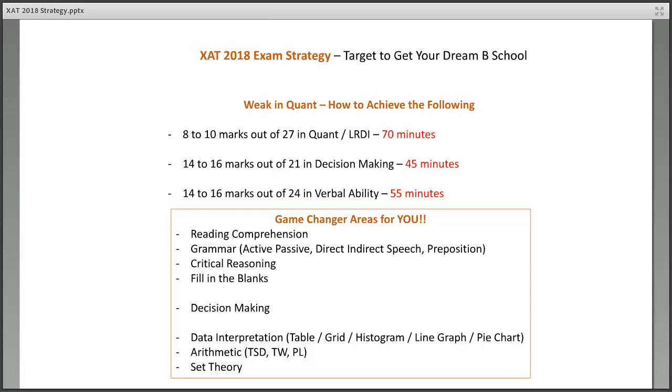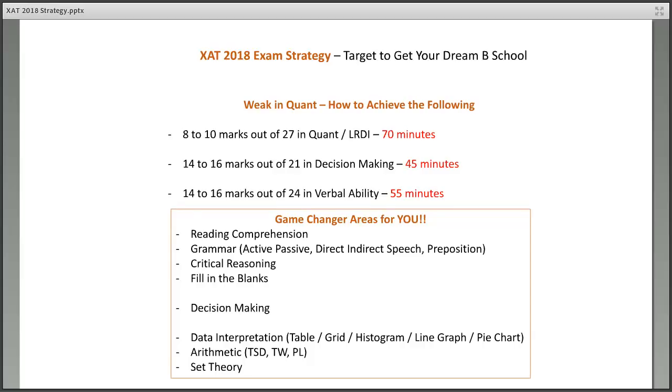The topics from quant which you should be focusing on should be data interpretation, which includes not only tables, line graph, pie chart, but grids and histograms as well. This is something which you can very easily master with 1 day of practice. Then the second area in quant which you should be focusing on if you are weak in quant is arithmetic. Topics like time, speed and distance, time and work, profit and loss. These three are the major topics when it comes to XAT.